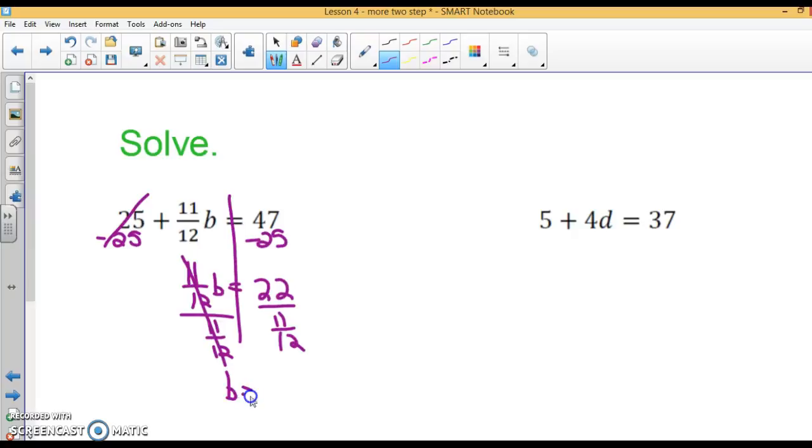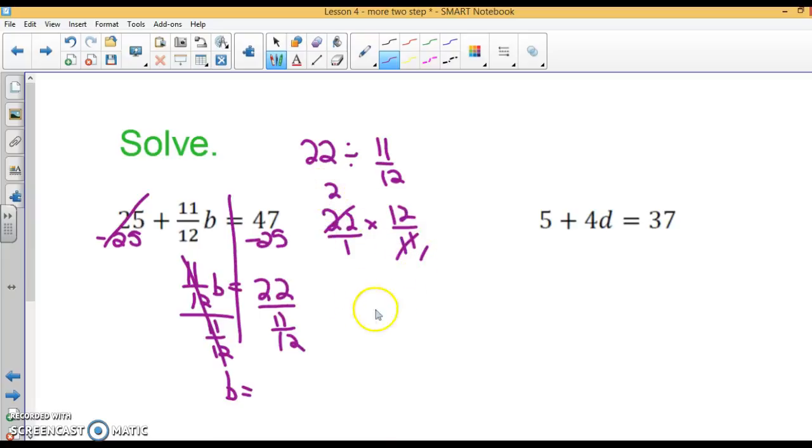So I'm left with b equals, now if you're using your calculator, you can just do 22 divided by 11/12. But if you are not using your calculator, you still need to go through this. Think about this. Dividing is the same as multiplying by the reciprocal. Keep switch flip. That's 22 over 1. 11 goes into 11 once, into 22 two times.